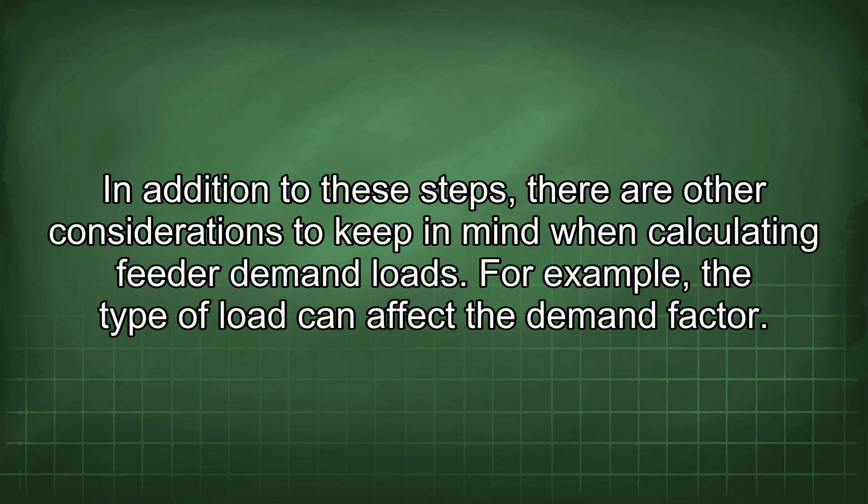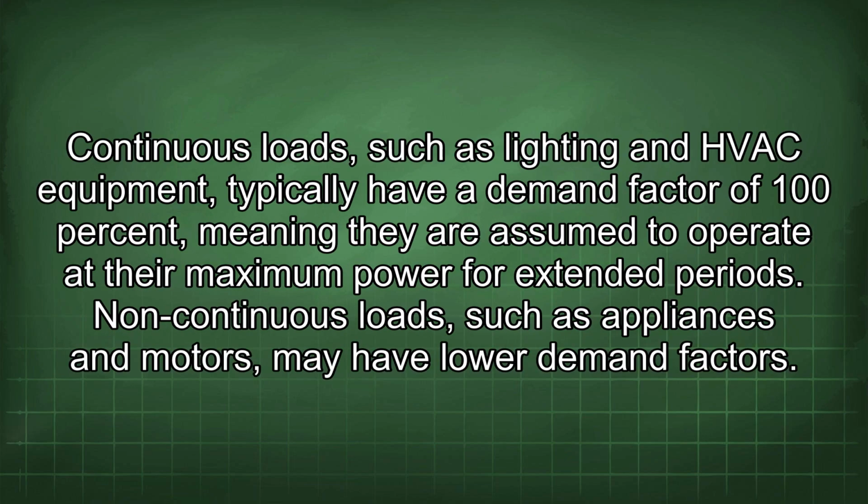In addition to these steps, there are other considerations to keep in mind when calculating feeder demand loads. For example, the type of load can affect the demand factor. Continuous loads, such as lighting and HVAC equipment, typically have a demand factor of 100%, meaning they are assumed to operate at the maximum power for extended periods. Non-continuous loads, such as appliances and motors, may have lower demand factors.